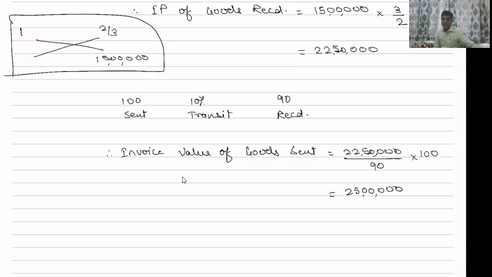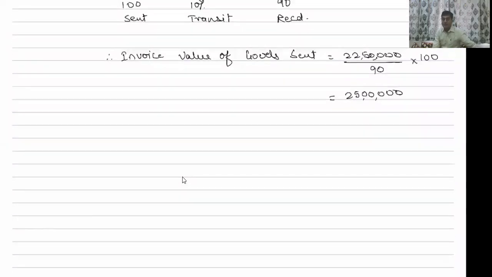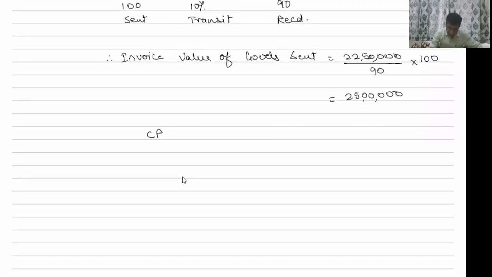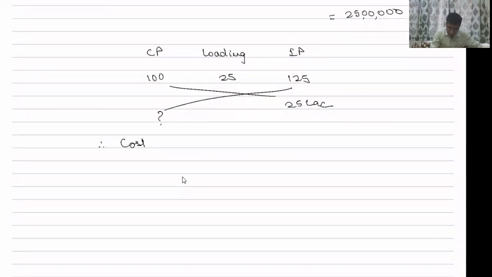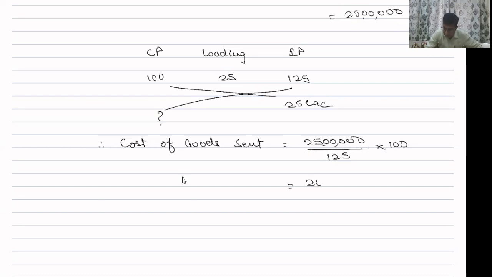Now, based on this, I will now calculate what? The cost of goods sent. Why? Because loading is given to me as what? Loading is 25% above cost or not? So let the cost price be 100. Loading thereon will be 25. So invoice price will be equal to 125 or not? If 25 lakh is the value of 125, what will be the value of 100? This is what we are supposed to do. Therefore, cost of goods sent is equal to 25 lakh upon 125 into 100, and that comes to 20 lakh rupees.